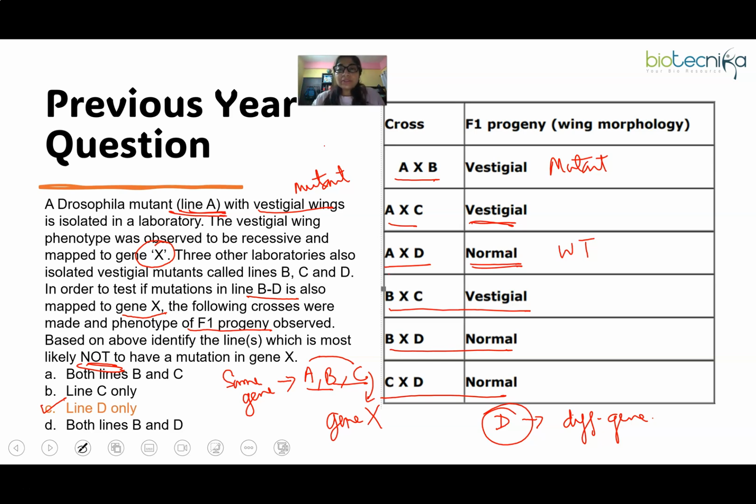You can see that the procedure is the same. The same technique you have to perform to find out the different complementation groups or different genes that are involved here, and accordingly you have to answer. Here we found out that D is not in gene X. That's why D is in a different gene. So D cannot be on gene X. That was the question.